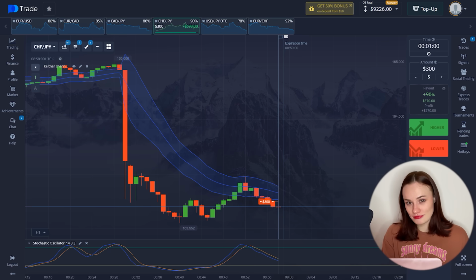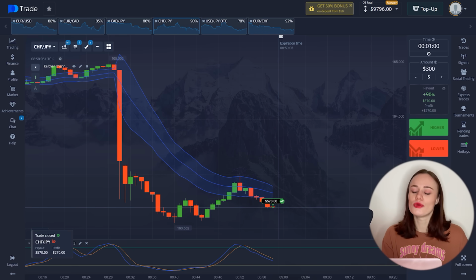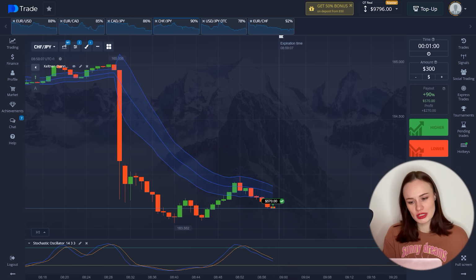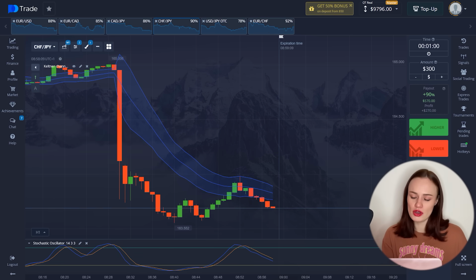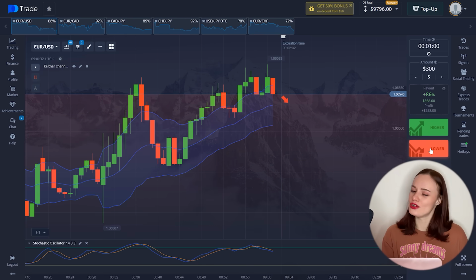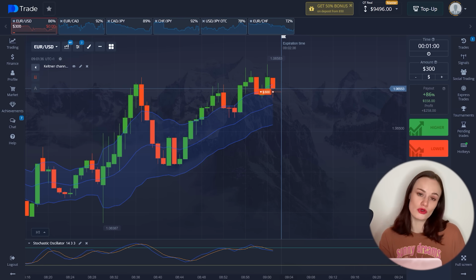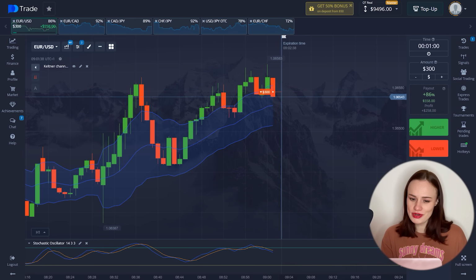I'll be waiting. And now the deal has expired and our profit is now equal to $270. You can see that the profit differs because our currency pairs are different. Let's go ahead and open a $300 reduction deal for 1 minute for the Euro-US dollar pair. The situation is very similar to the previous one, but I'll still show you what I was focusing on.